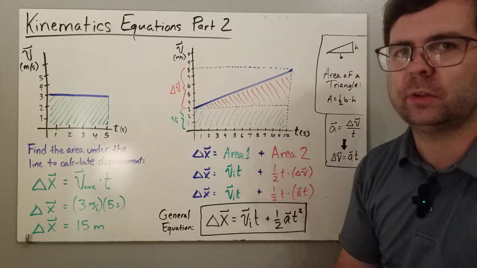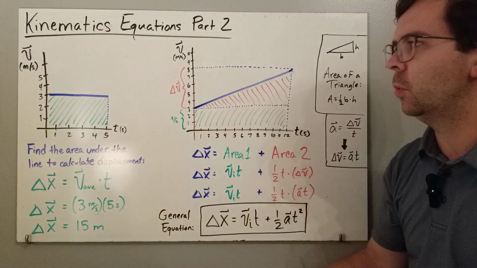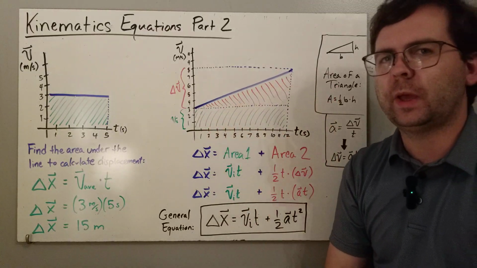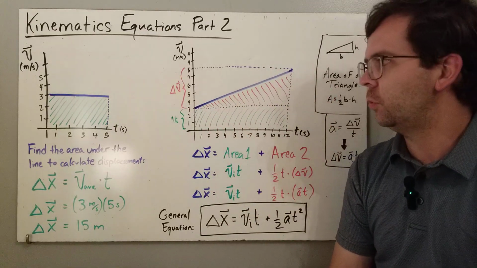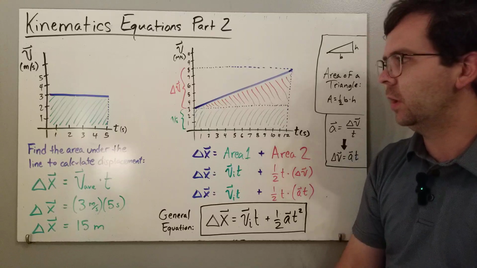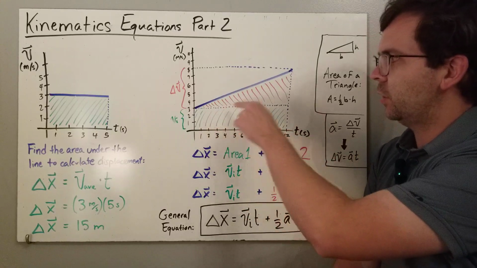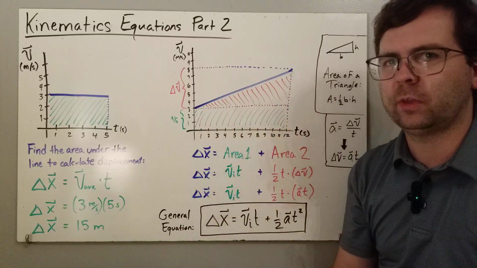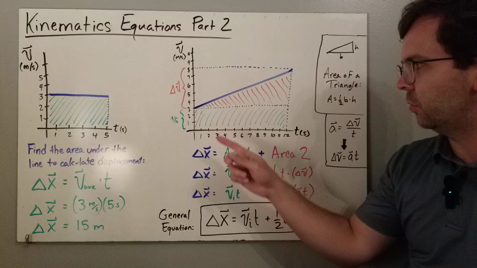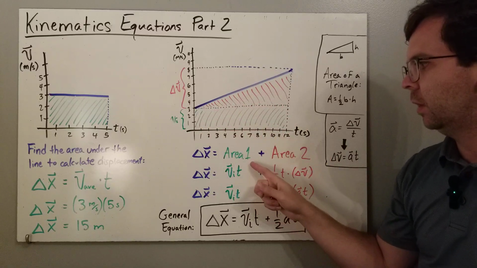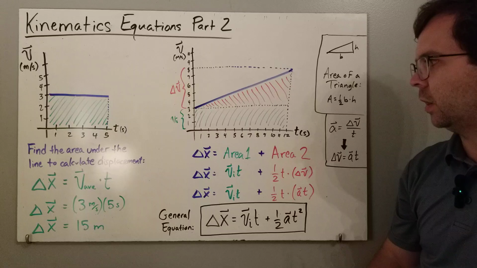Well, what if the object is accelerating? This is a constant speed, but what if it's getting faster and faster? To do the area under this kind of graph, you split it into two shapes that are easy to find the area of. In this case, we have a rectangle and a triangle. So to find the displacement of an object that's accelerating, we just need to first find the area of this first shape, the rectangle, and add that to the area of this triangle.